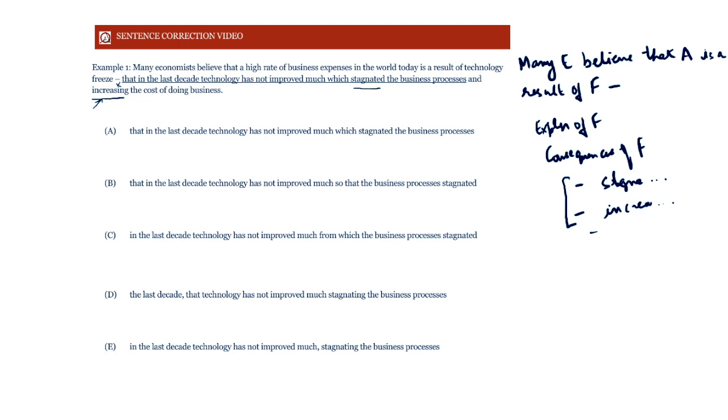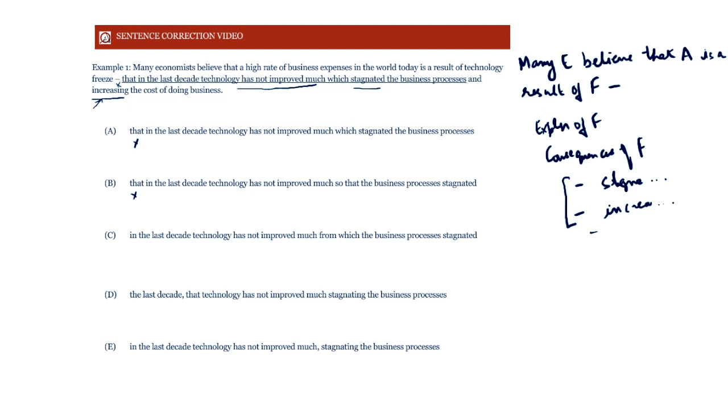Besides, then A is a result of F and B is a result of C would be two different things. They are not two different things over here. Here, this thing, the technology has not improved much. This is telling us what technology freezes. So that is why the use of that over here is incorrect. That is used in quite a few, in the option B also. So this is also not correct.